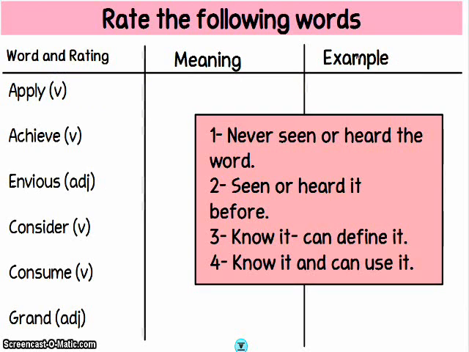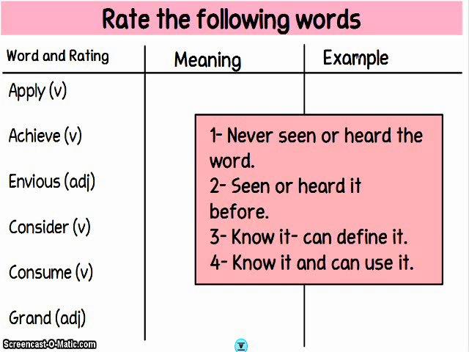So the first thing I would like you to do is take your vocabulary sheet and rate your knowledge of these 6 words before I go over the definition. So as of right now, without looking at the definition, how well do you know these words? Our first word is apply. Second word is achieve. Third word is envious. Fourth word is consider. The fifth word is consume. And the 6th word is grand.